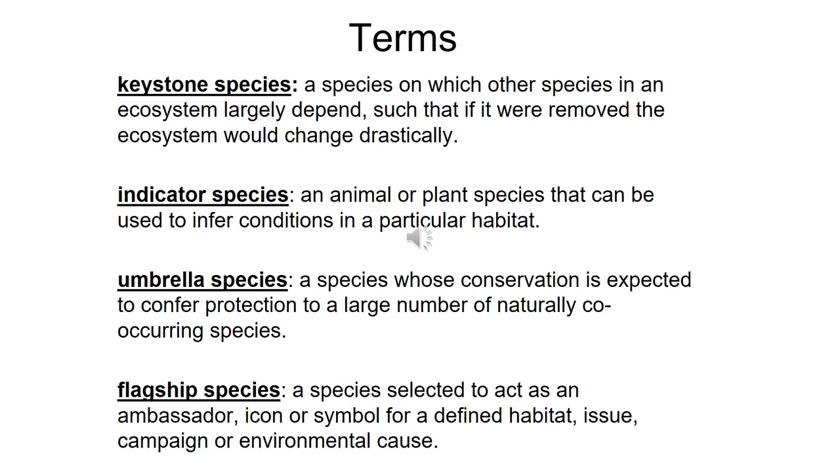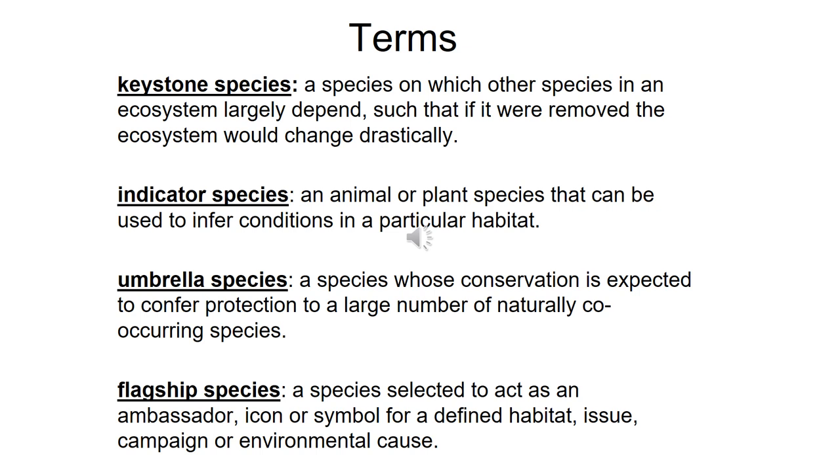And we'll end with just the definition of four different terms used in biodiversity and ecosystem discussions. A keystone species is a species on which other species in an ecosystem largely depend. So if that species was removed, the ecosystem would change drastically, or collapse, as some would say. An indicator species is an animal or plant that can be used to tell us the condition of that habitat. It's something very sensitive, and it will show a sign if something is changing or going wrong. It shows that sign first, kind of like the canary in the coal mine metaphor.